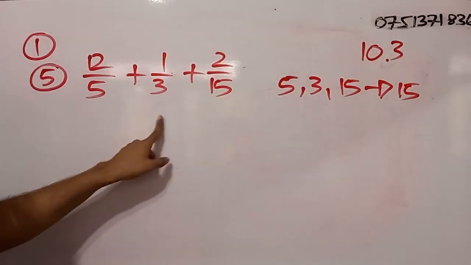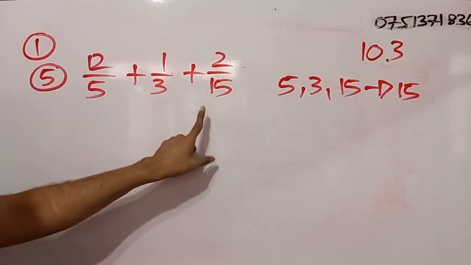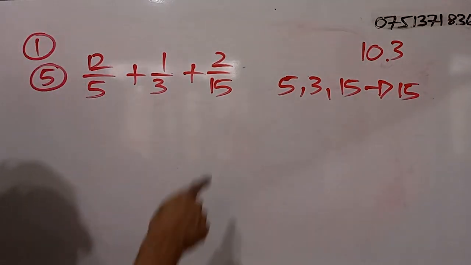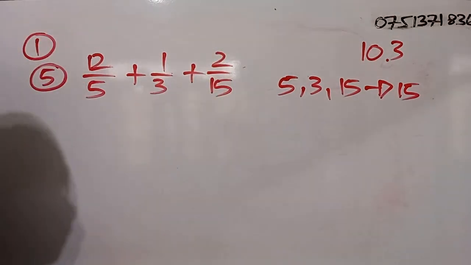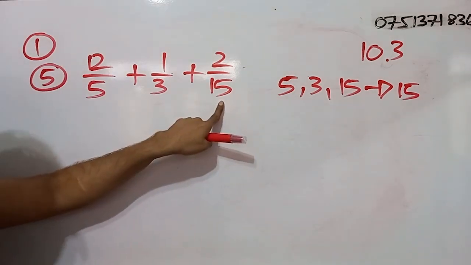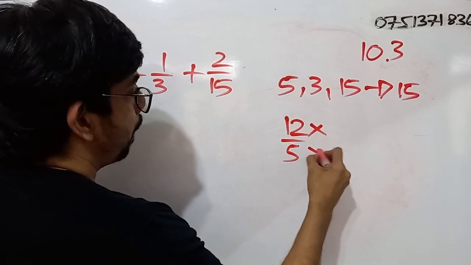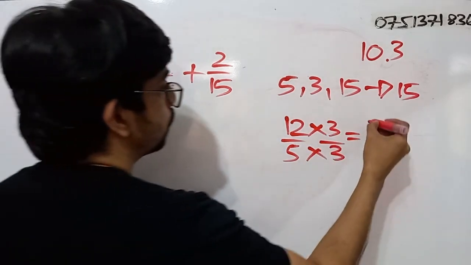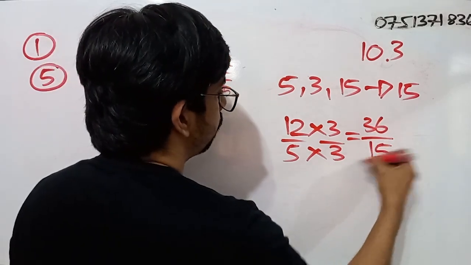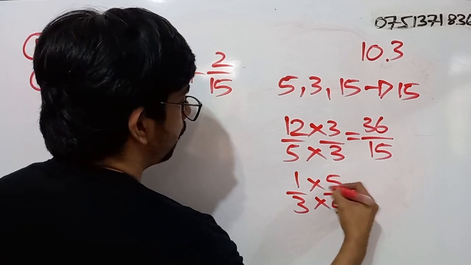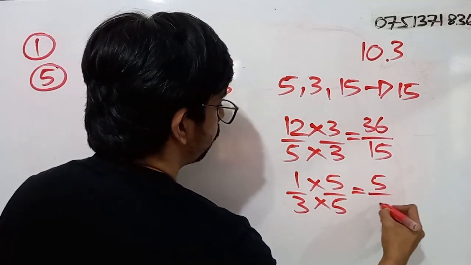So each of these three fractions, we have to convert them into fractions which have a denominator of 15. But on this fraction, we don't have to do any conversions. Why? The denominator is already 15. So 12 by 5, I'll have to multiply both numerator and denominator by 3. So this becomes 36 by 15. 1 by 3, I'll have to multiply both denominator and numerator by 5. So this becomes 5 by 15.